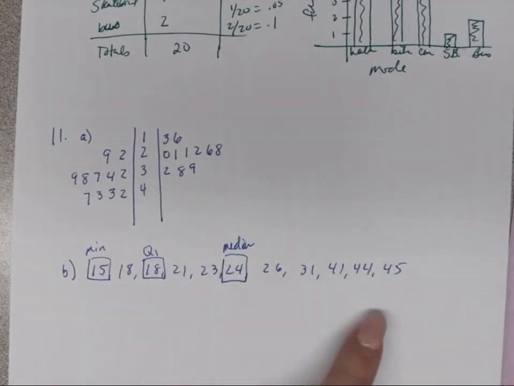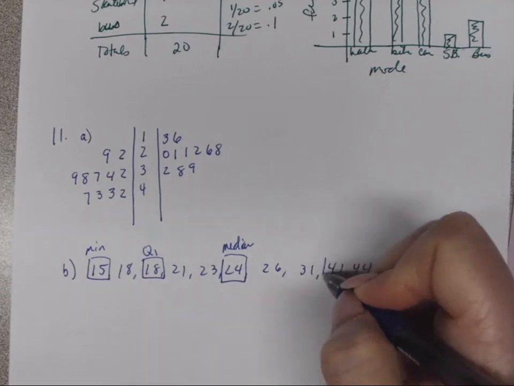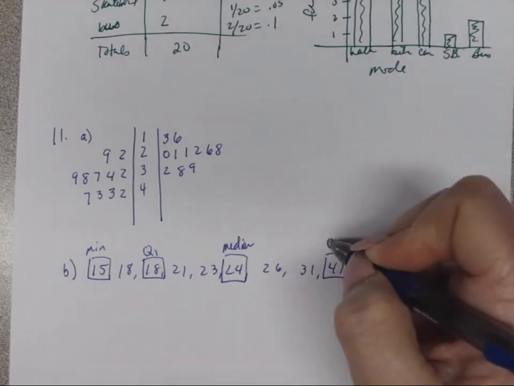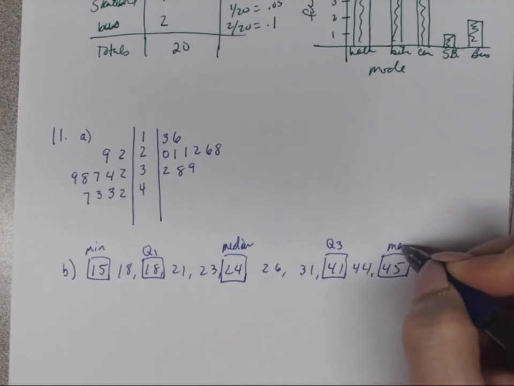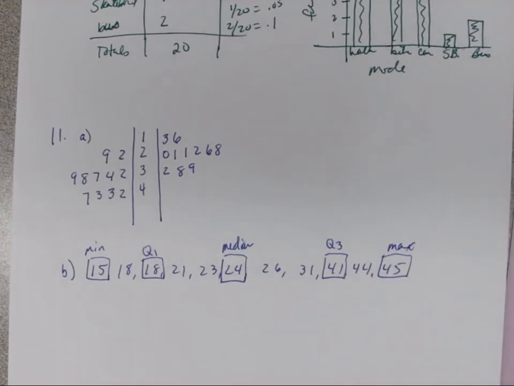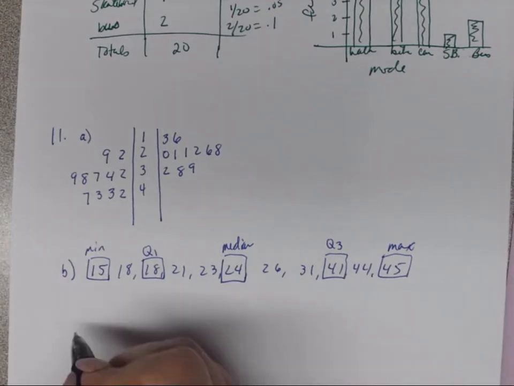We'll do the same thing on the other side. Our median is going to be the 41. That is going to be called quartile 3. And our last number will be our max. You really need to put it in numerical order or it's going to be hard to do this. Once you've done this, now you need to draw a box and whiskers.